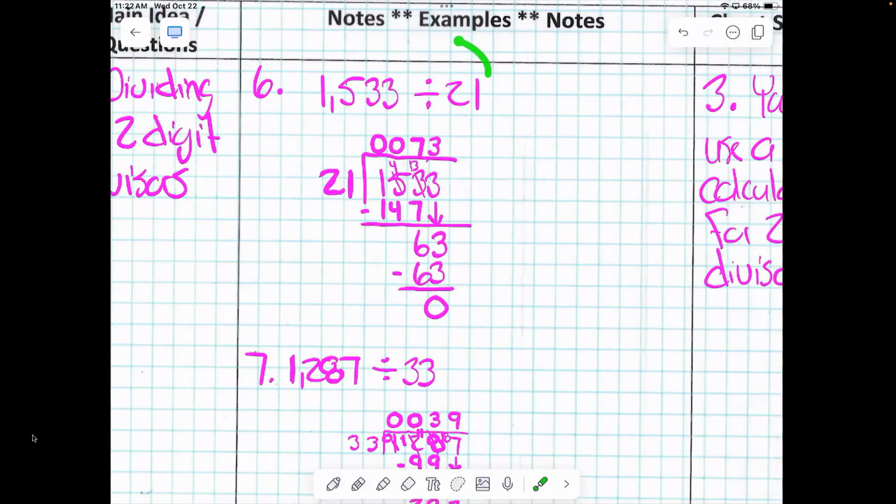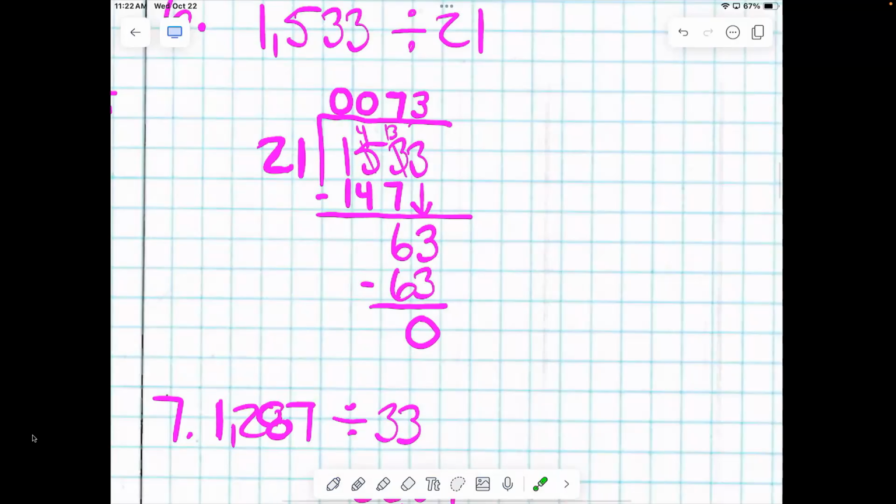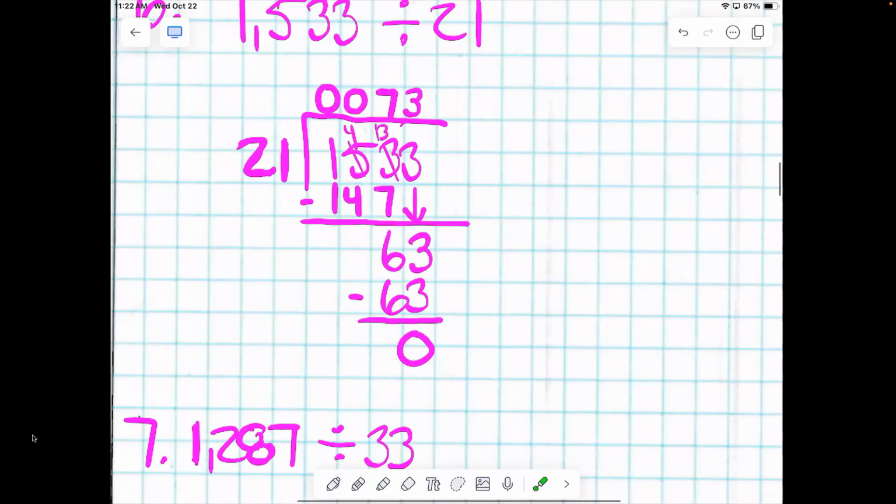1,533 divided by 21. Which number goes inside the house? 1,533. And then the 21 is the divisor, right? Yes. All right, in this situation, we are allowed to use a calculator, yes? Does 21 go into 1? No. So I put what up here?